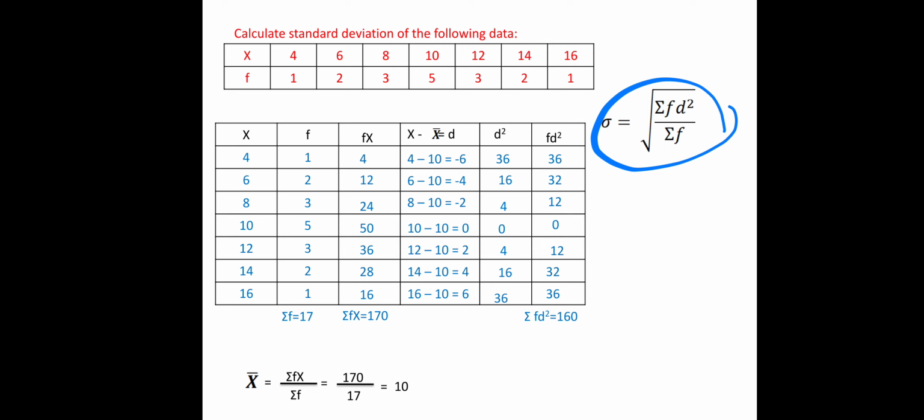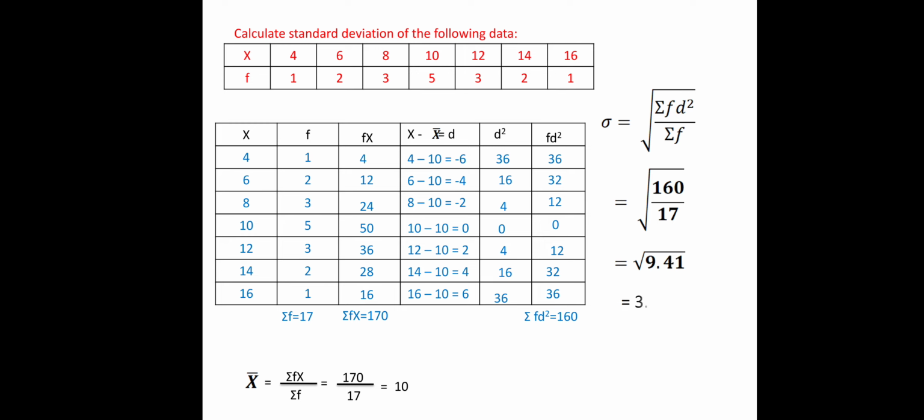So we have got the value of summation of fd square also, we have got the value of summation of f also. You give all the values and then solve it. Okay, so square root of 160 divided by 17, square root of 9.41, and lastly we got the value 3.067. Okay, so this is the standard deviation.